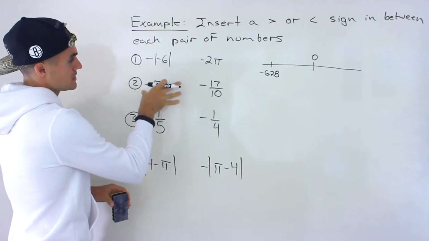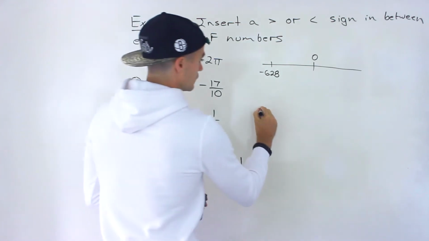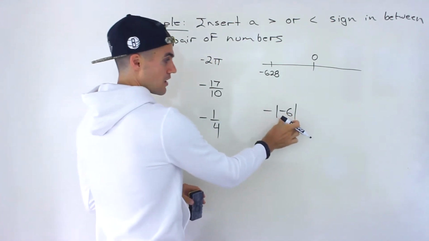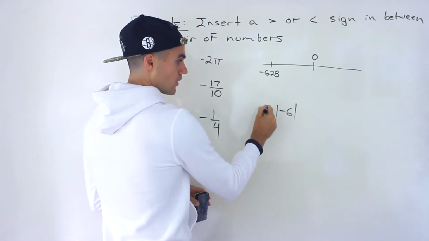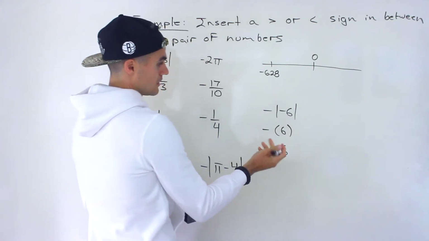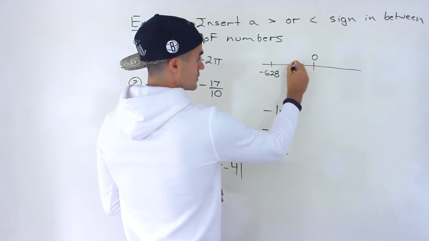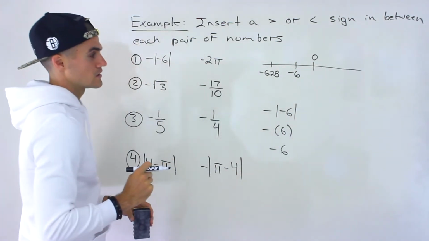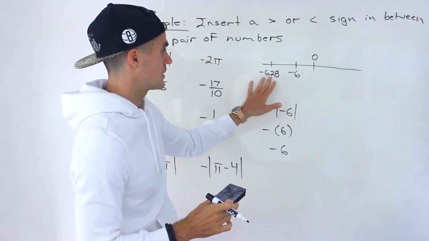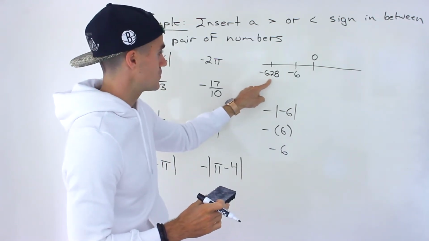And then this here, some of these numbers you're going to have to simplify a little bit. So notice here we have negative the absolute value of -6. Now the absolute value of -6 is +6. And then we have this -1 in front. So we'll have negative +6, which is just -6. And -6, how does it compare to -6.28? Well, it's closer to 0. So that's going to be right there. This is not to scale over here. I'm just showing you where that -6 would be in relation to the -6.28.